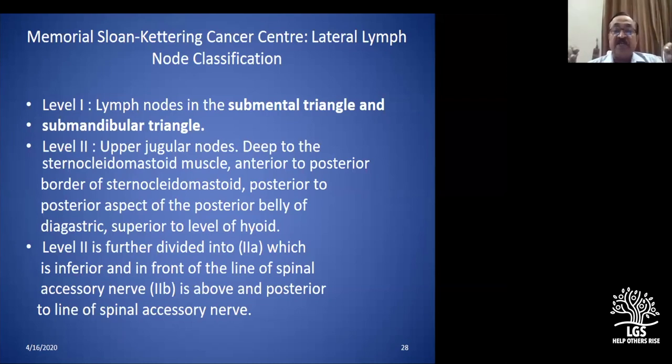Everybody should know basically that level 1 is the submental one, earlier nomenclature. Then you have got 2, 3, 4. Earlier we used to call them jugular lymphadenopathy. 2, 3, 4 are all along the length of the internal jugular vein. So this is the area which you should carefully examine. And 5 is obviously the posterior triangle. Look at 2A and 2B also there, a little carefully.